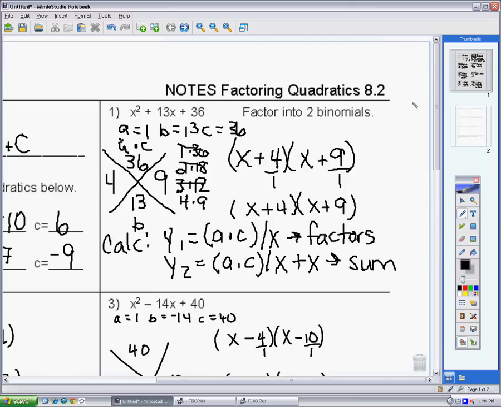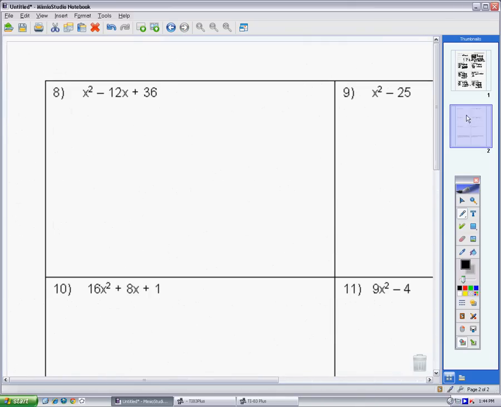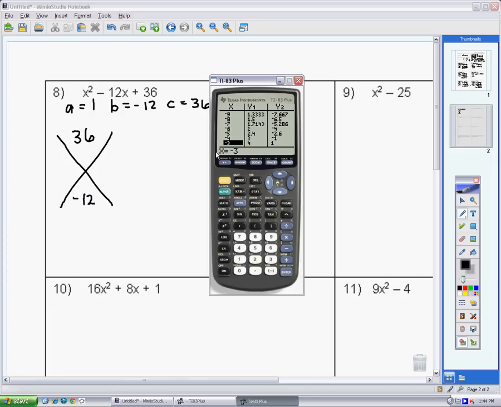Okay, moving on to page 2. Number 8. Label my coefficients. A is 1, B is -12, C is 36. I'm going to make my X. I'm going to multiply A and C. I get 36, and B is -12. So pull up my calculator, change my number to 36. And I'm going to look at the table, and I want to find -12. Oh, there's -12 right there. So that means my factors are -6 and -6.